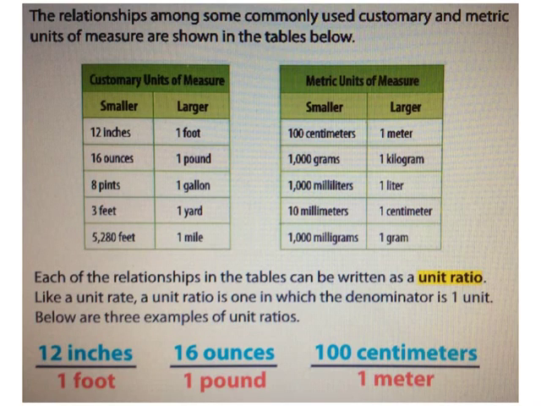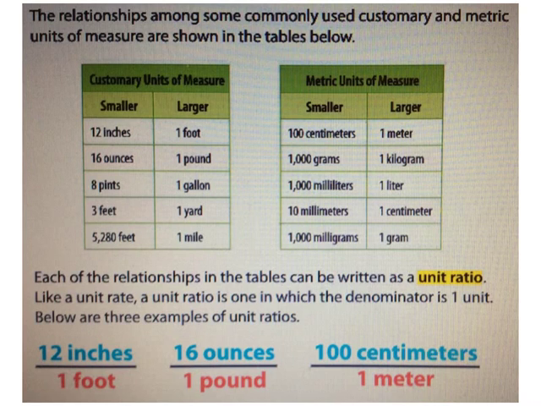Today we're going to talk about converting unit rates. The relationships among some commonly used customary and metric units of measure are shown in the tables below. Each of the relationships in the tables can be written as a unit ratio. Like a unit rate, a unit ratio is one in which the denominator is 1 unit.